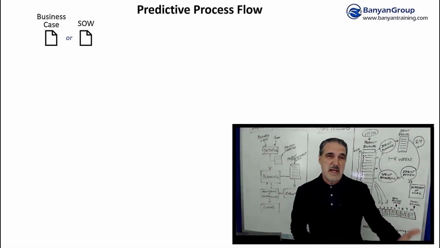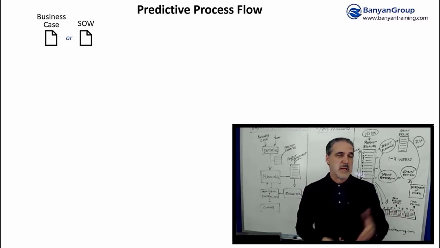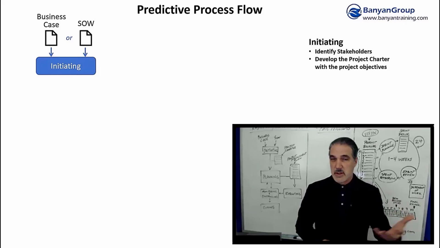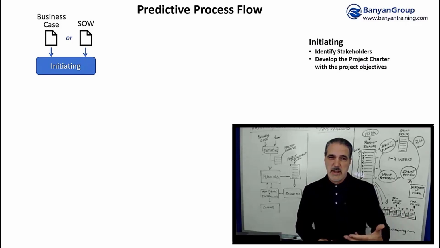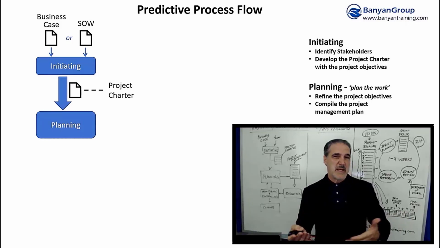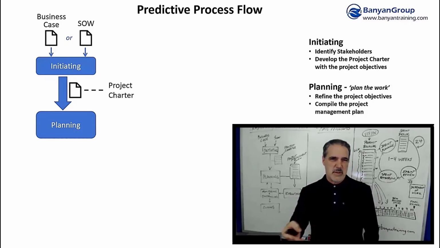So when you start the process, you either have a business case or a statement of work that initiates or kicks off the project. Once the business case or statement of work is approved or agreed to, then you can start into the initiating process where you create your project charter and you identify your stakeholders. And so that starts planning, and in planning, as we've talked about before, you plan the work and you refine the project objectives. You compile the project management plan.